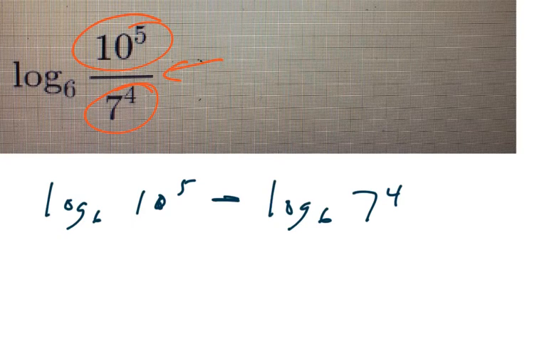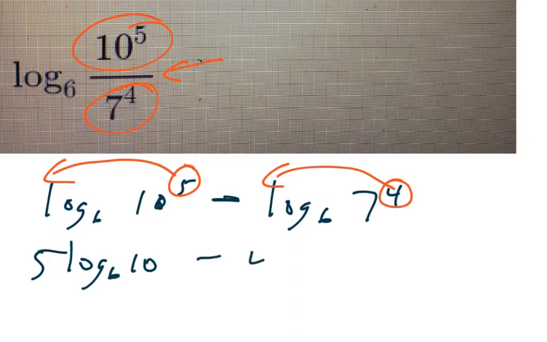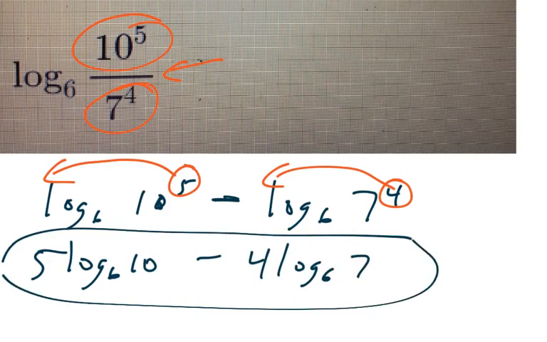Now we could take care of these powers right here. We bring them in front and make it multiply. So we have a 5 log base 6 of 10 minus 4 log base 6 of 7. So divide becomes minus, powers is times. If there was a times in there somewhere, we'd make it into a plus.